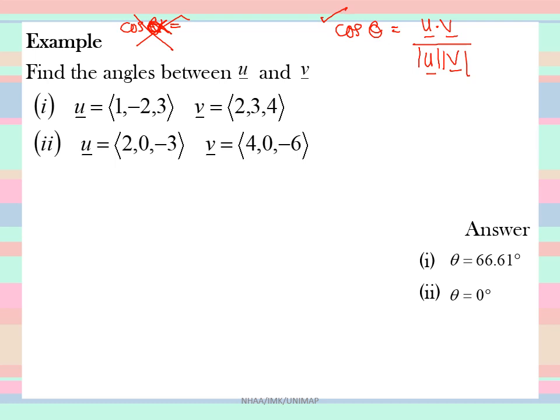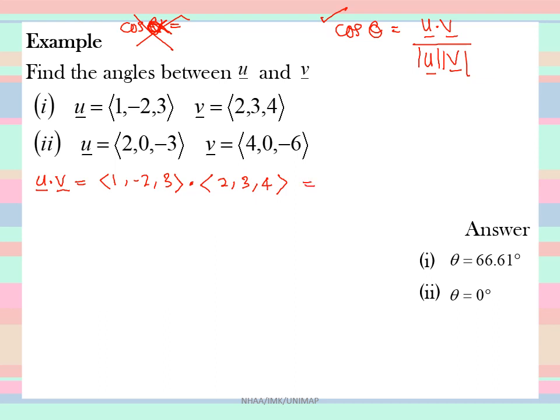Alright, so here you need the dot product between u and v. You also need the magnitude for vector u and magnitude for vector v. Okay, so now let us do one by one. Find the dot product for u dot v. So (1, -2, 3) dot with (2, 3, 4).